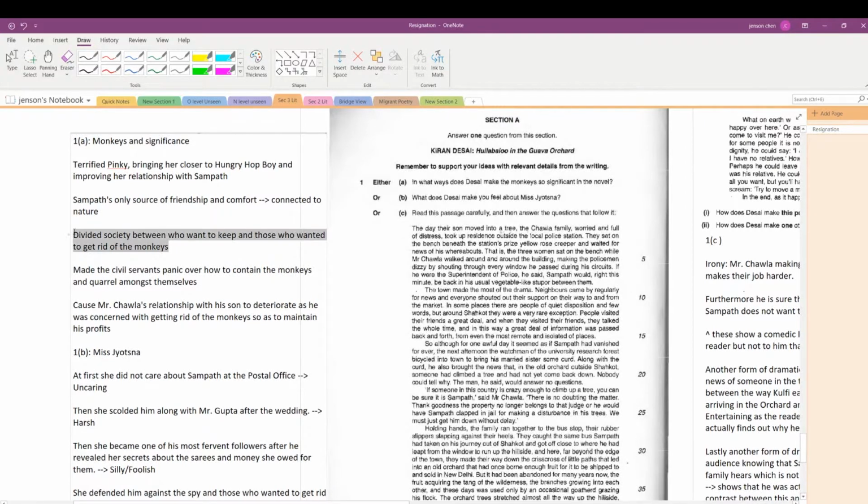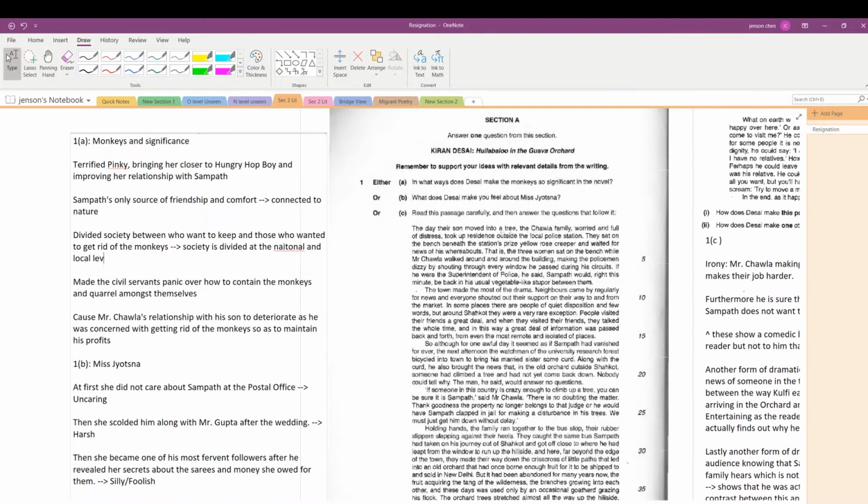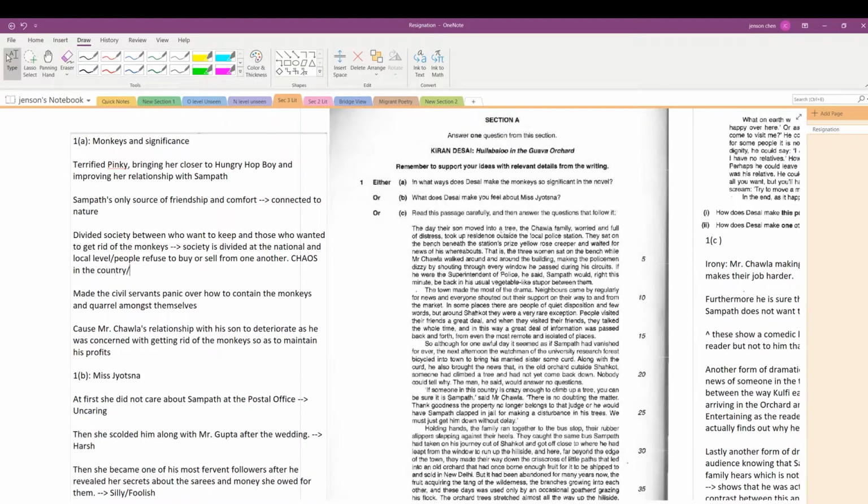Okay, moving on. Another significant role of the monkeys is that they divide society between those who want to keep them and those who want them to leave the orchard. So I'm referring specifically to a quote where society is divided at the national and local level, and people refuse to buy or sell from one another, right? So basically causing chaos in the country, or maybe just Shakot. Can't really be sure.